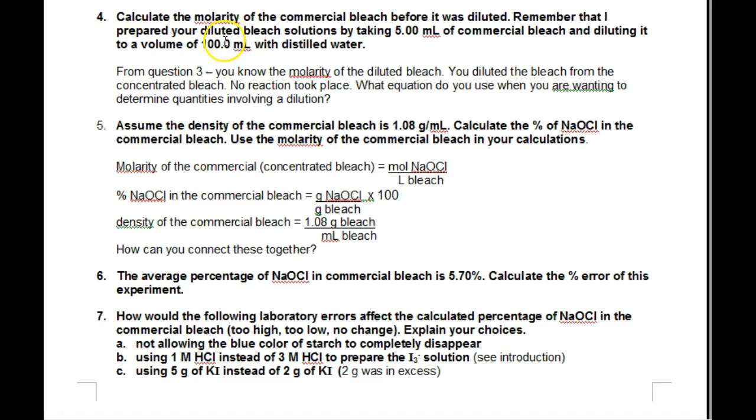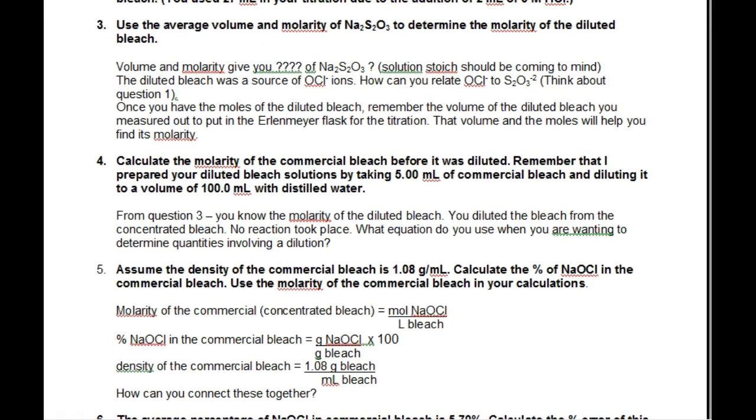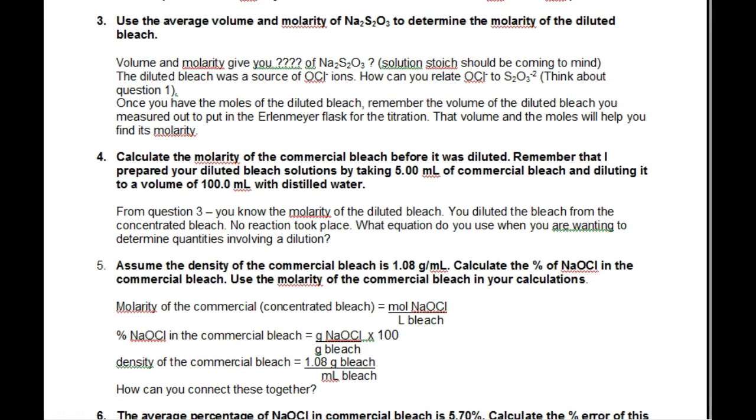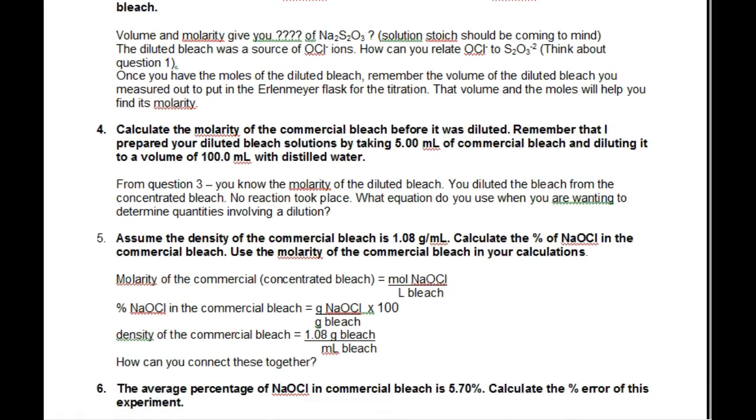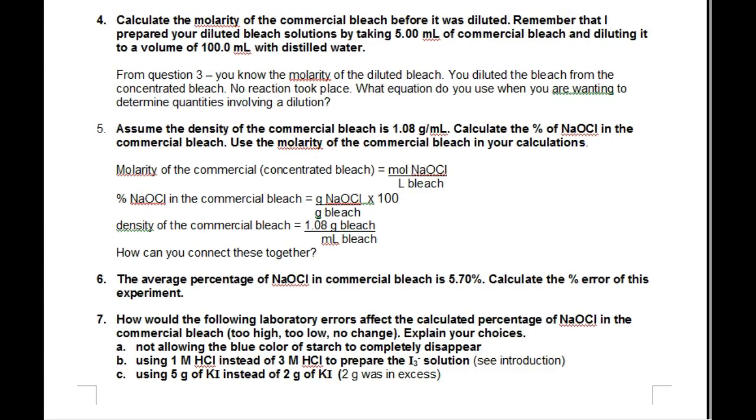So again, if I go back and take a look at this one, I know the molarity of my diluted bleach from number 3. I know the volume of the diluted bleach I prepared. It says it right there in number 4 that you made 100 mils of it, and that you took 5 mils of the commercial bleach to prepare that 100 mils of diluted bleach. So hopefully that should be enough to help you find the molarity of the commercial bleach.